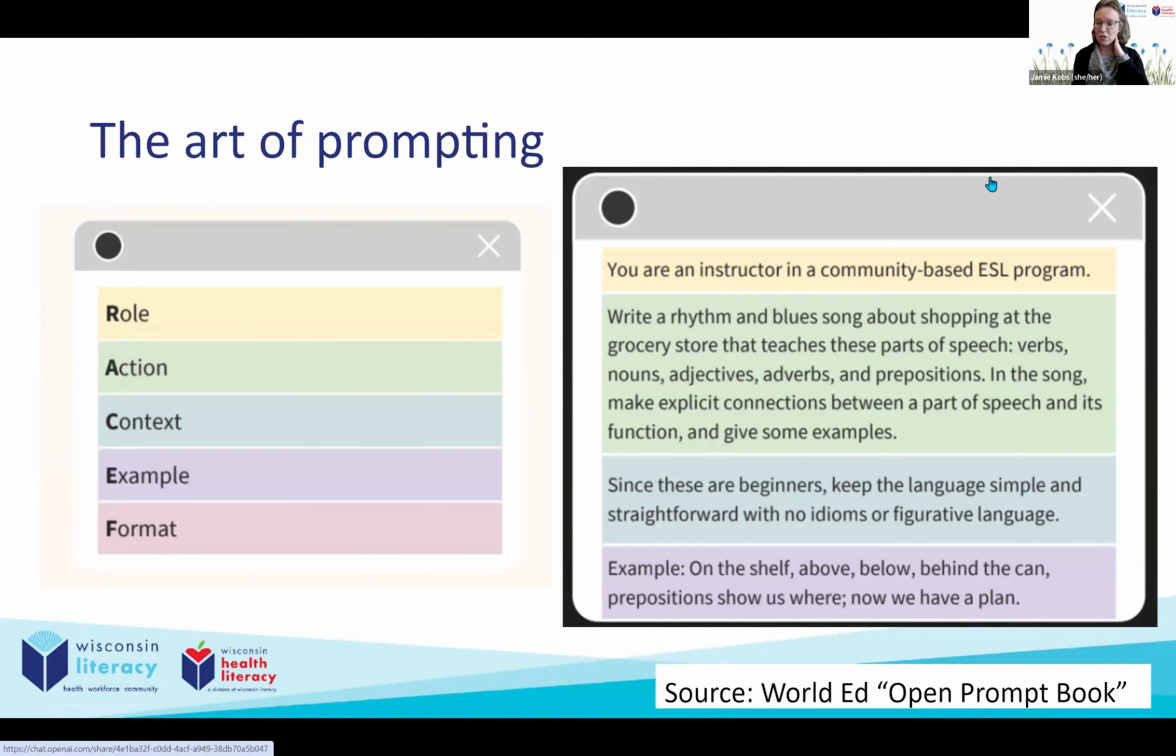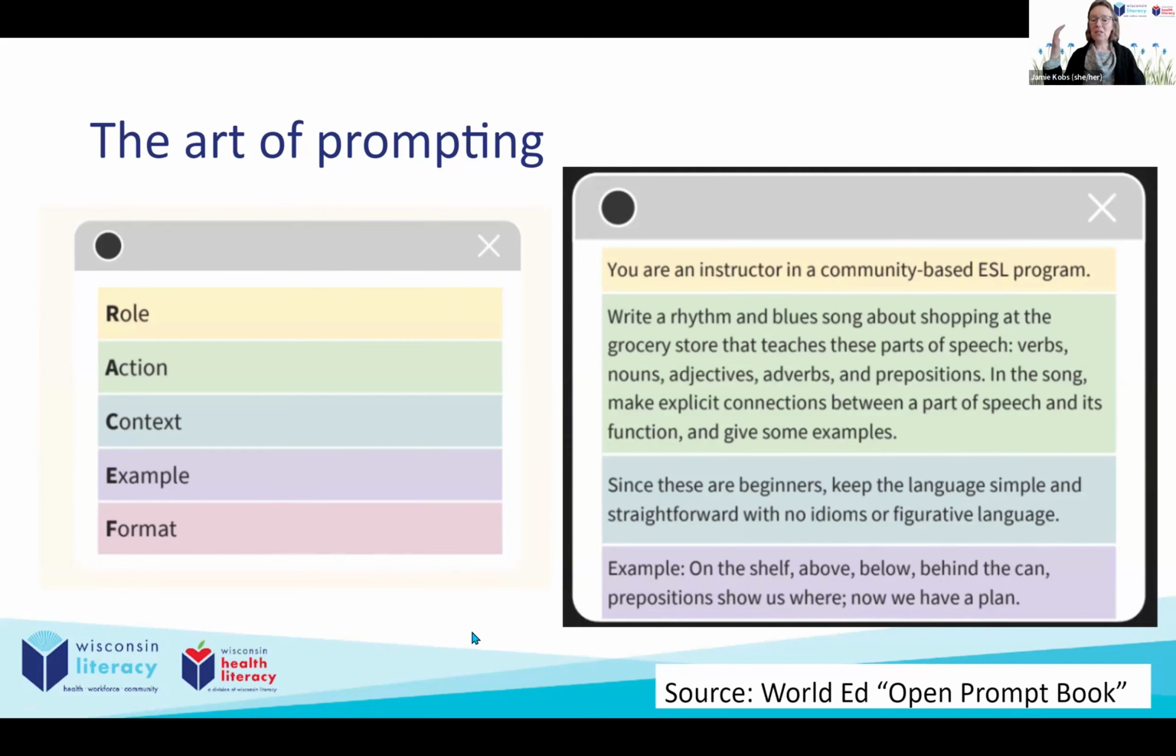You are an instructor in a community-based ESL program. What do you want it to do? Write a rhythm and blues song. What's the context? Since these are beginners, keep the language simple and straightforward with no idioms or figurative language. And then what's an example? Example, on the shelf, above, below, behind the can, prepositions show us where. Now we have a plan.